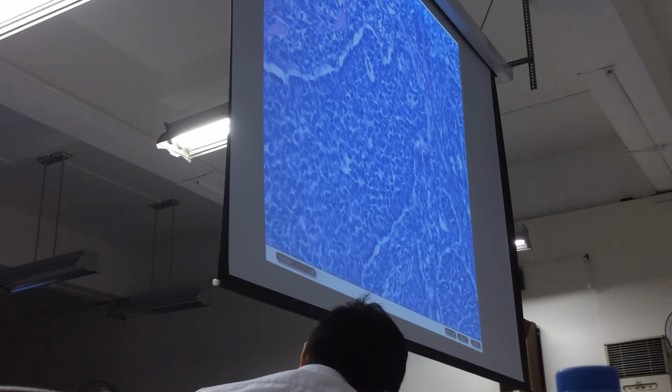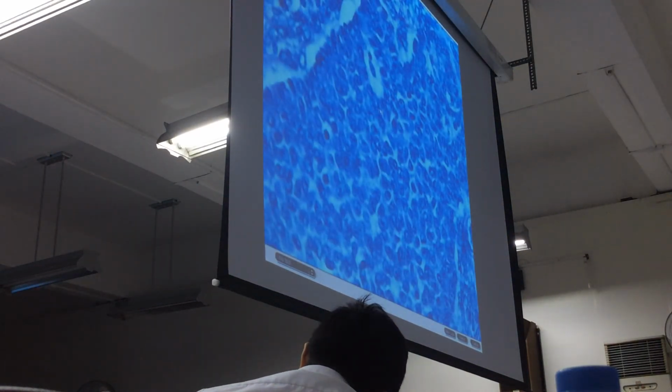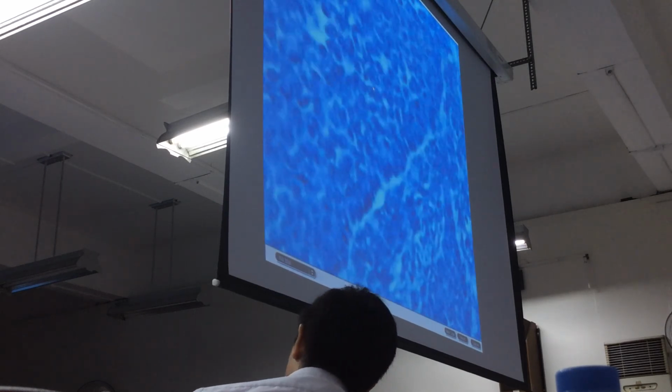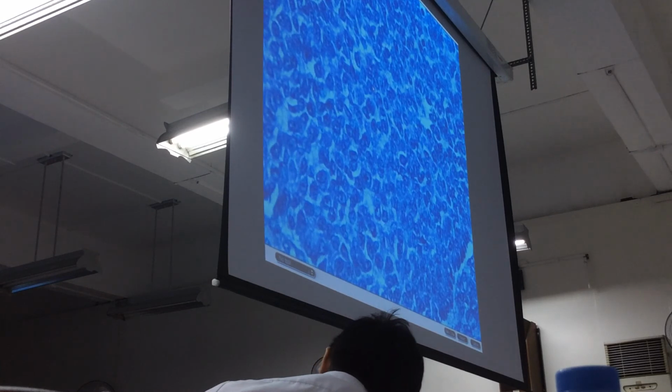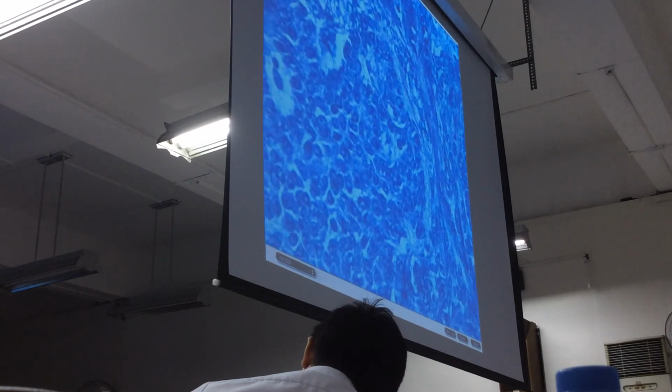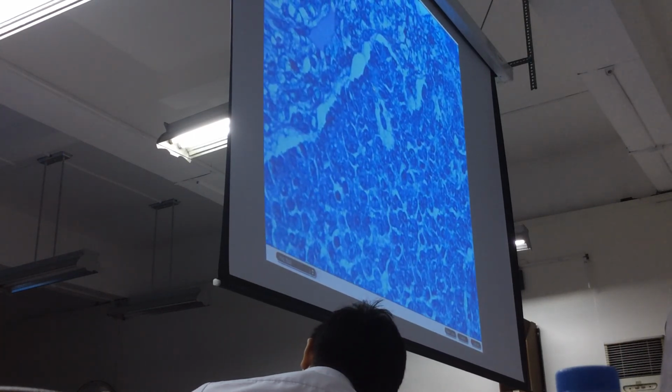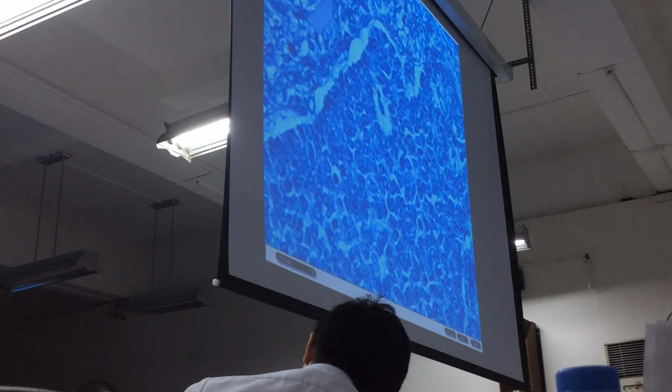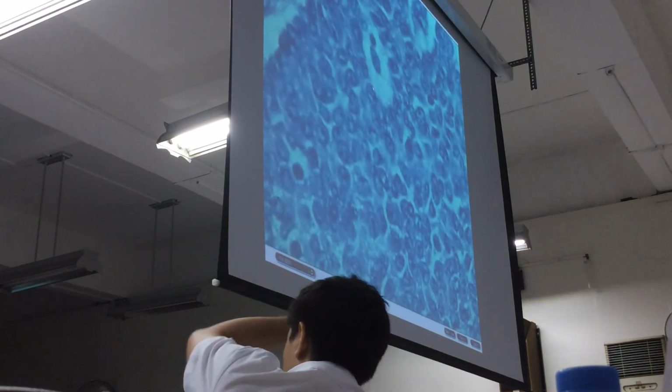Higher magnification shows you this type of architecture, and that is the Call-Exner pattern. Okay? This tumor secretes estrogen. So if you have this tumor in the ovary, chances are you have a simple hyperplasia or a complex hyperplasia in the endometrium. So those are called Call-Exner bodies, and these are granulosa cells. This is a granulosa cell tumor. Okay?